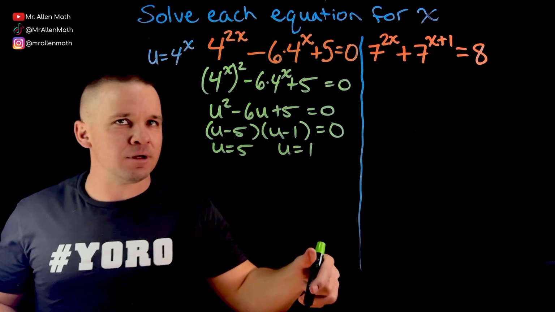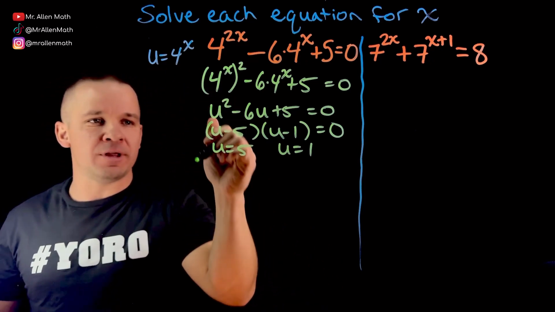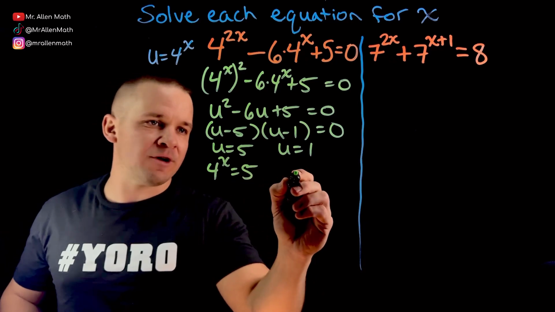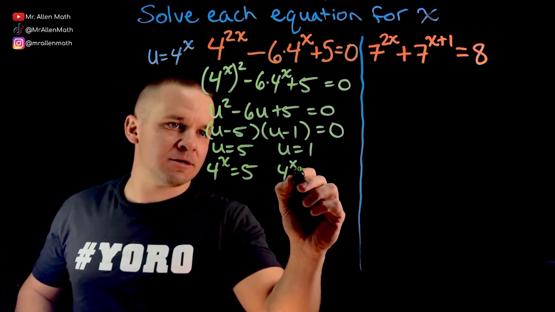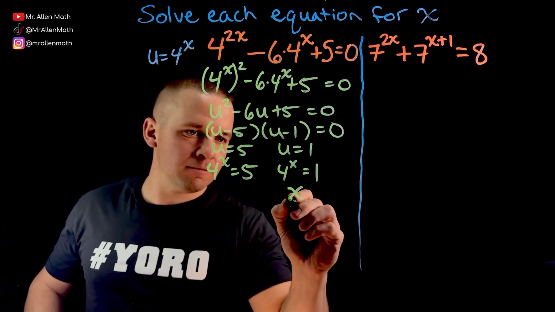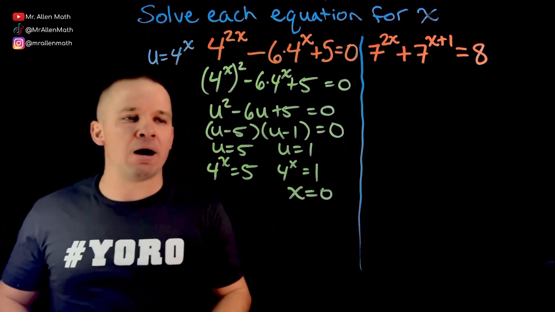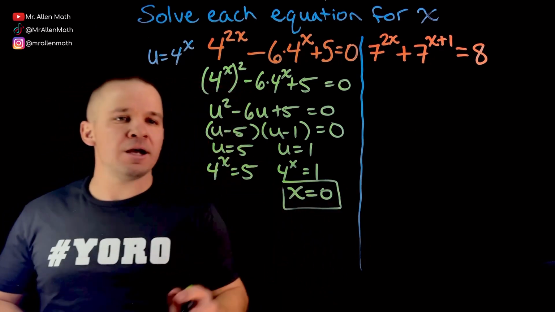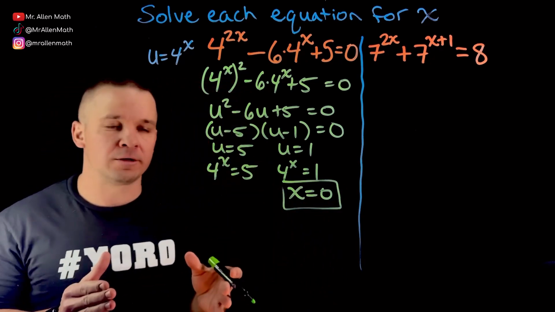That's not my answer, though. U equals 4 to the x. So we got to go back to 4 to the x being u. That equals 5. And here 4 to the x equals 1. Well, I can solve this one here. It's got to be 0. Right? Anything to the 0 power is going to be 1. So that one's good.